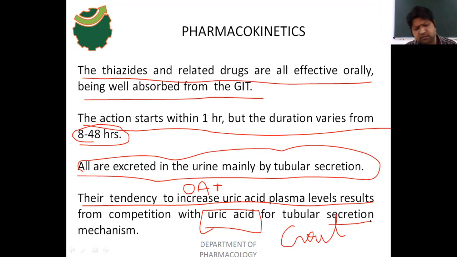But thiazide diuretics will have high affinity for the organic acid transporter. They will bind fast, and uric acid will not be allowed to bind. That's why uric acid will be reabsorbed back, and as a result, blood uric acid levels will increase, and that will result in the formation of gout. Yeah, that is one thing.